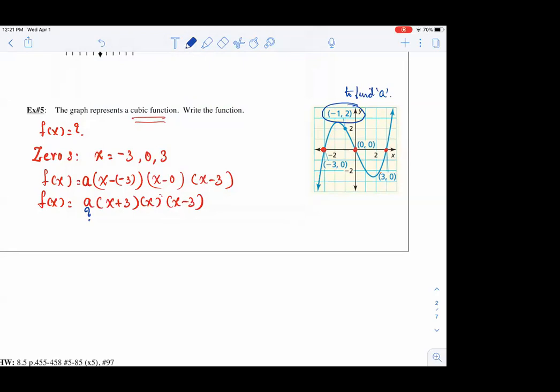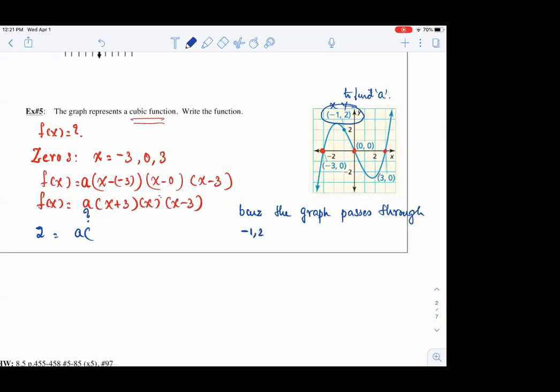Okay, so let's do that. This is your x, this is your y. So f of x is replaced by 2. And every x in this expression is replaced by negative 1, because it passes through the point negative 1 comma 2. Okay, I think that will confuse you. Because the graph passes through negative 1 comma 2, every x is replaced by negative 1.